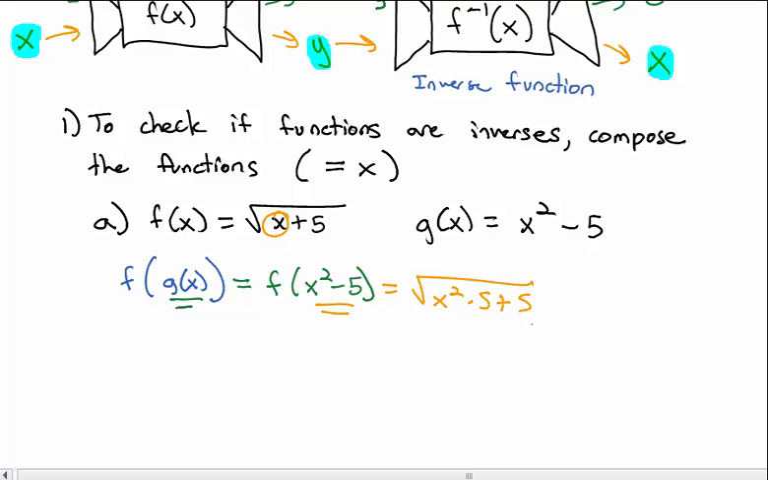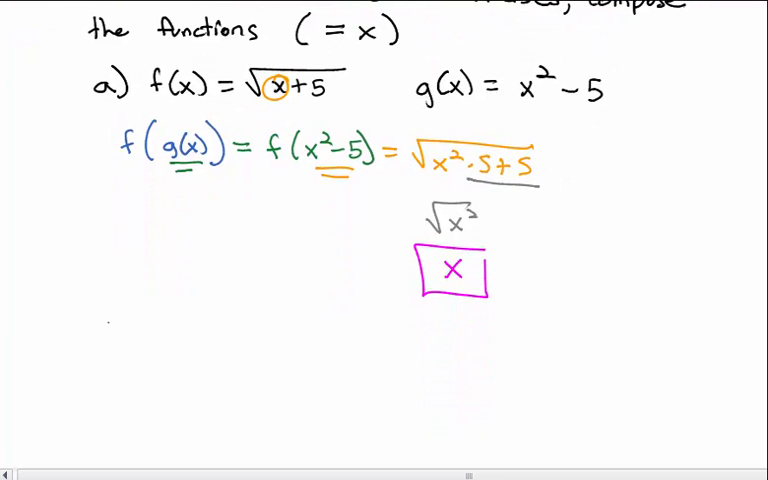And then we start simplifying. -5 plus 5 is 0, so we have the square root of x squared. And the square root of x squared is simply just x. We have, in fact, shown that these functions are inverses if we limit the domain, but we'll talk more about domain later in the video.